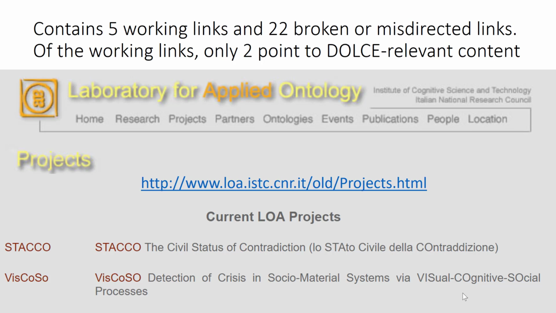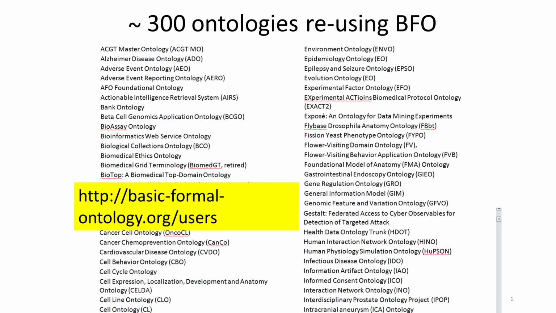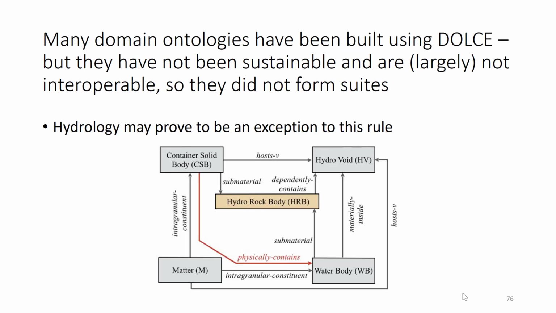So they have no social memory. They are not taking care to keep track of the work involved in using their own ontology. Where BFO ontologies, we try to keep track of what's created. Now, there is one exception to what seems to be the rule, that DOLCE did not lead to sustainable ontology suites. This is hydrology. It seems that there are a number of mutually consistent hydrology ontologies which are of high quality, so I can recommend them.